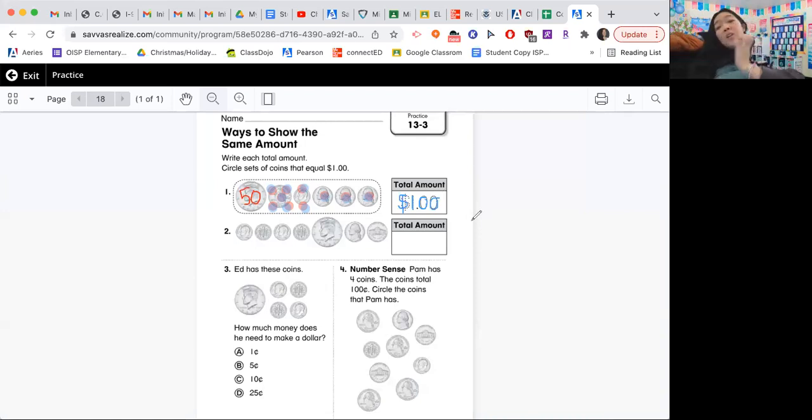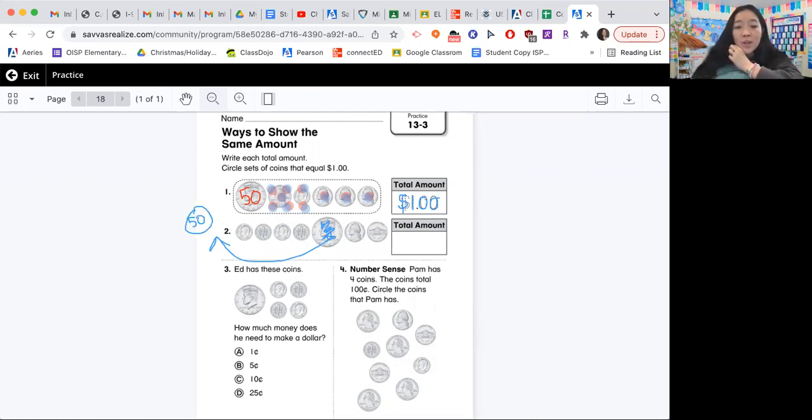$1. Very good. All right, now this one is not in order. That's okay. We know that dimes are more than a nickel, so I'm just going to move this 50 cents over here.